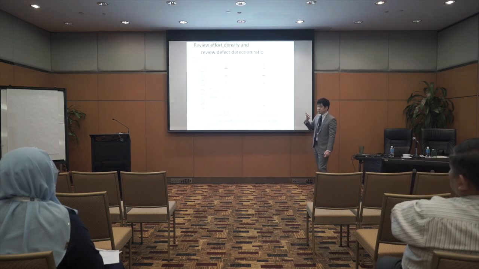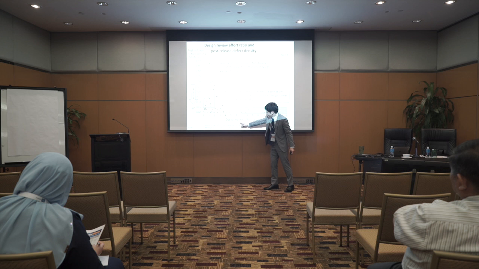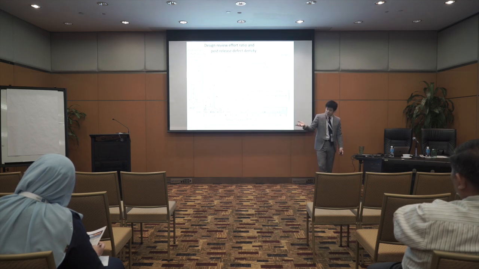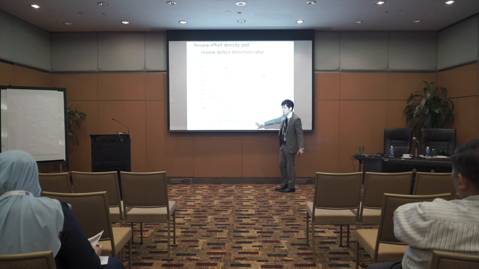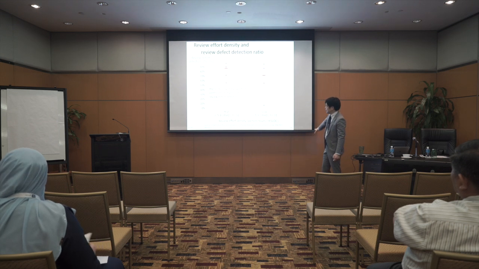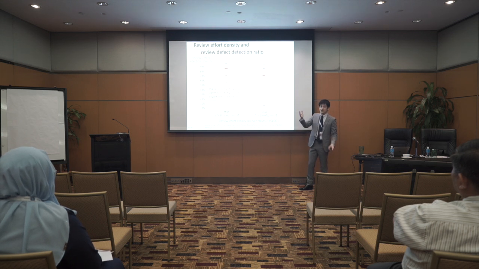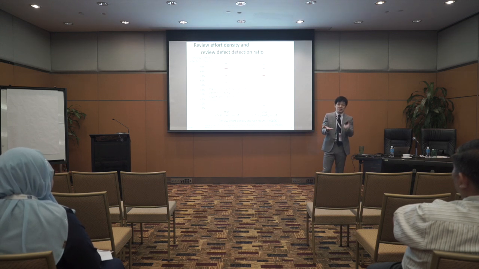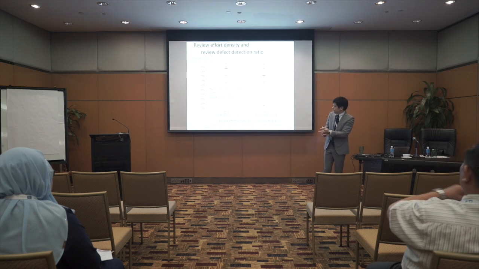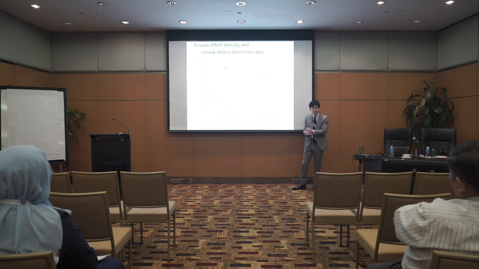Let me explain in some detail why we change the metric. Here is the design review effort ratio, and here is the review effort density. What's the difference between these two metrics? This metric can be used during the project. You can measure the size of your project when the coding is finished, and count the number of review defects when you finish your review phase. Then you can get the value of this metric.